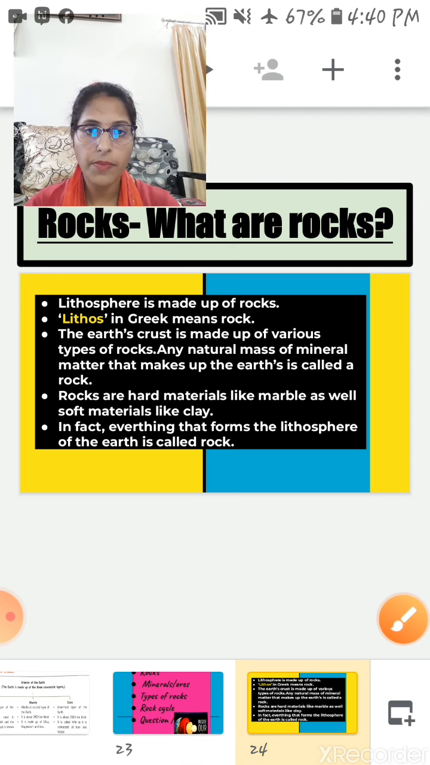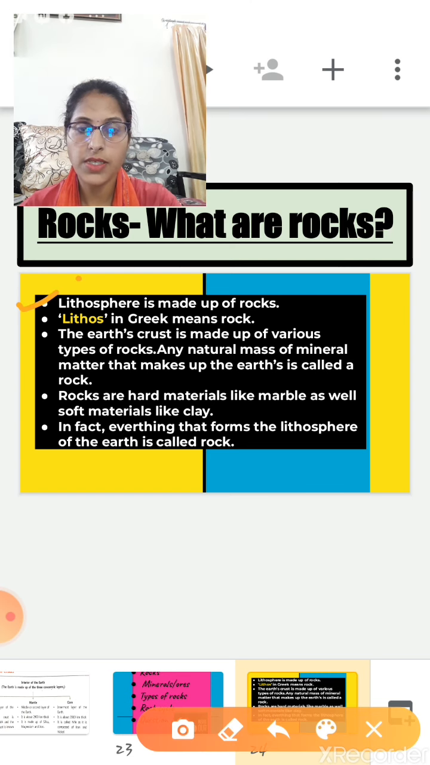Okay, so the first topic is rocks. What are rocks? Children, as you all know, the lithosphere is made up of rocks. Lithos in Greek means rock. The earth's crust is made up of various types of rocks. Any natural mass of mineral matter that makes up the earth is called a rock.